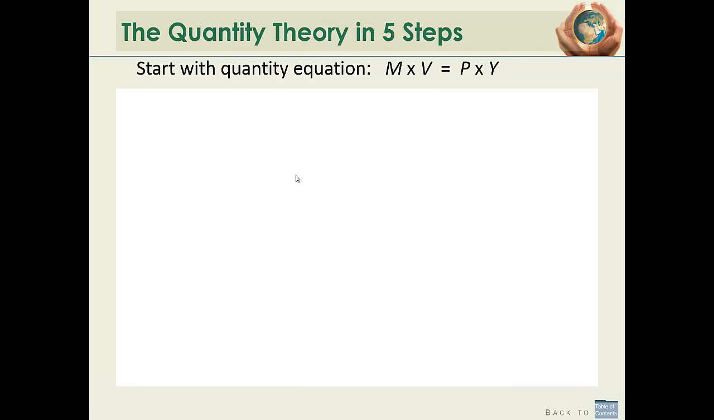So to understand, let's start with the quantity equation once again and make a few simplifying assumptions. We're going to assume that the velocity of money is stable.